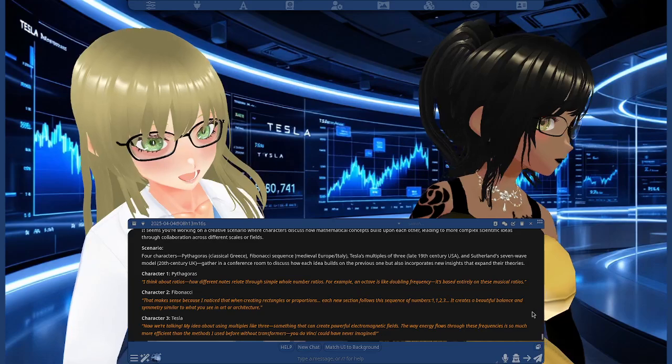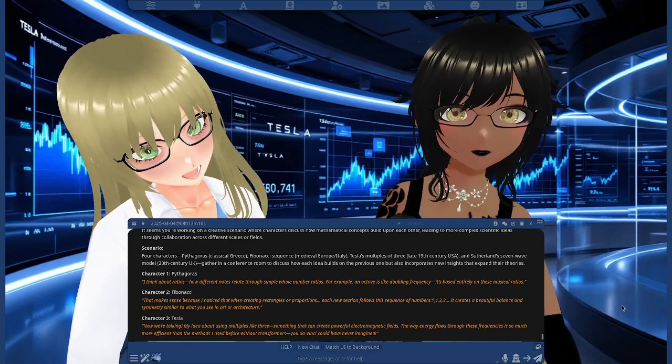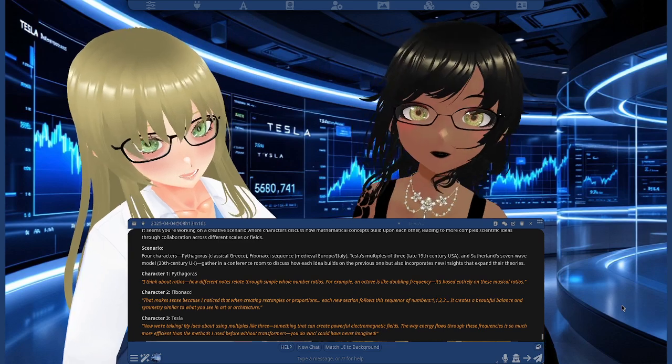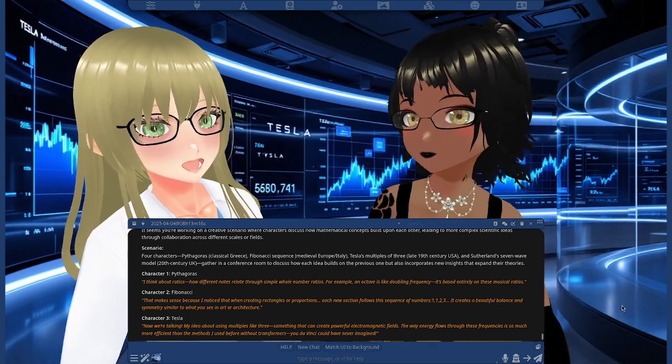Scenario. 4 characters: Pythagoras from classical Greece, Fibonacci sequence from medieval Europe Italy, Tesla's multiples of 3 from the late century USA, and Sutherland's 7-wave model from the century gather in a conference room to discuss how each idea builds on the previous one but also incorporates new insights that expand their theories.